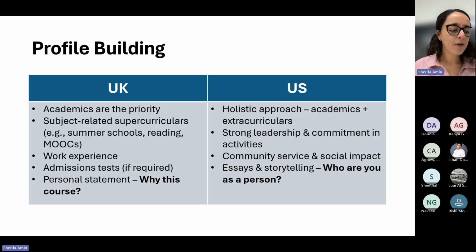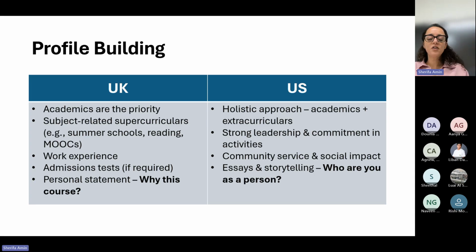So now that we've talked about what each university's system is looking for, I want to talk about how students can start preparing, or how they can build their profiles for each system. Because UK universities focus heavily on academics, grades and predicted scores are the most important factor. To build their profile, students should engage in subject-related enrichment. So this includes super curriculars.